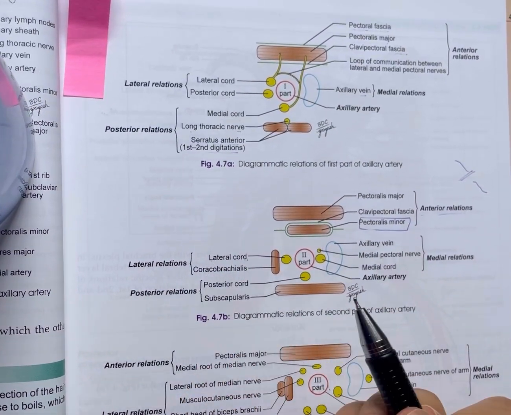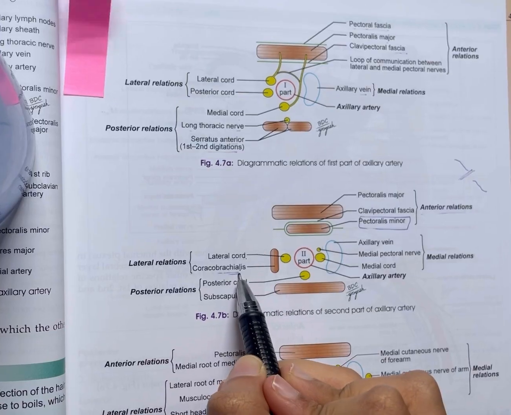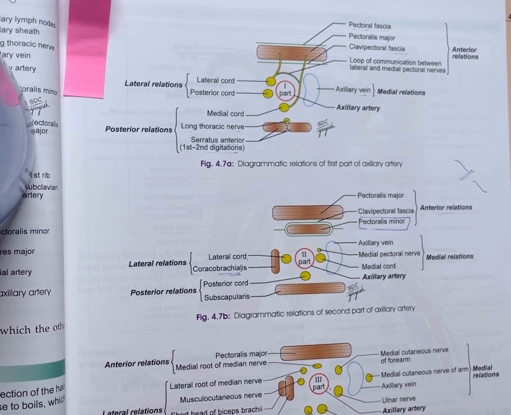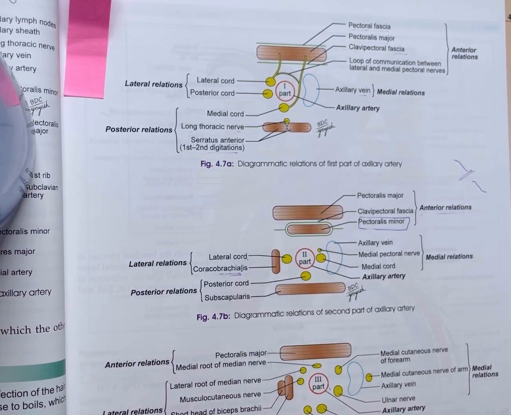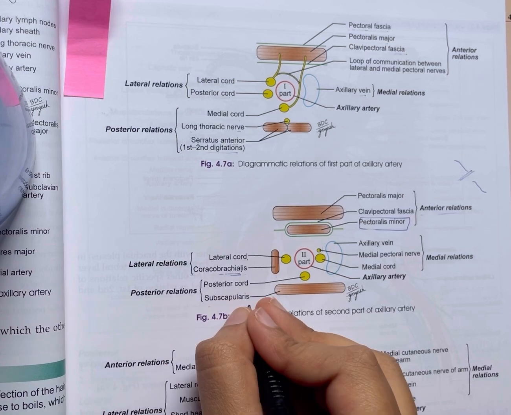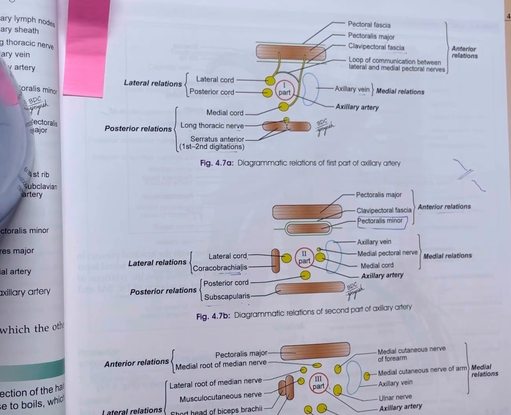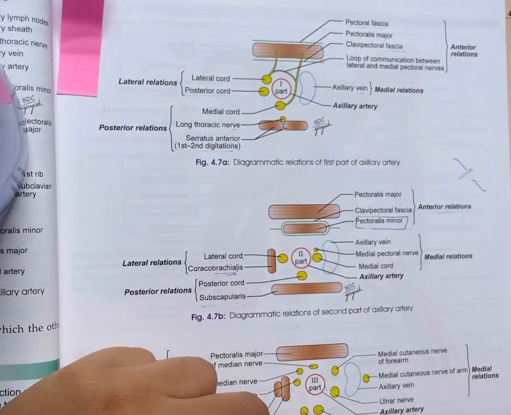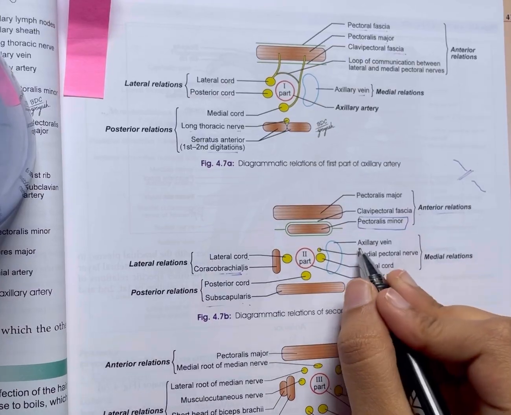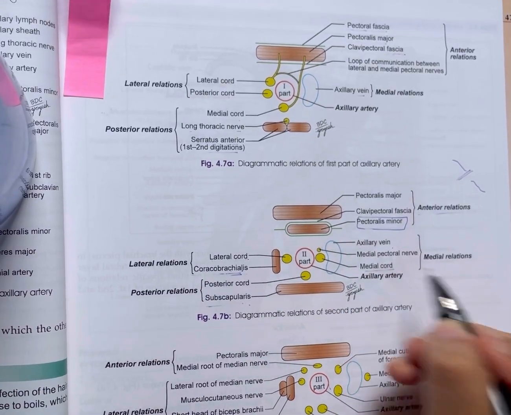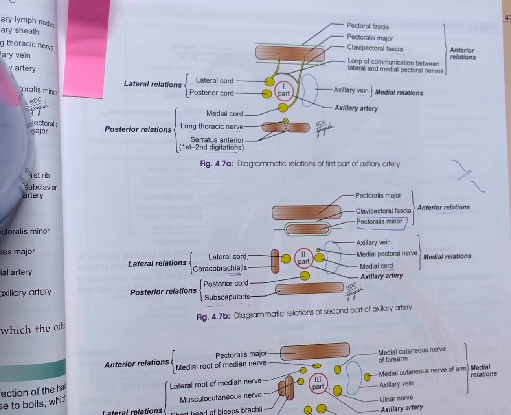And the lateral relations will be again the lateral cord, and coracobrachialis will come here. We saw coracobrachialis also in the lateral relations of the axilla. And posterior relations we have subscapularis, which was also there in the posterior relation of the axilla. Subscapularis. So axillary vein again, this is the axillary artery again. Medial relations we have the medial cord, axillary vein again.